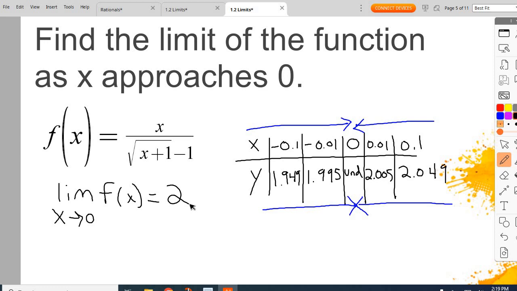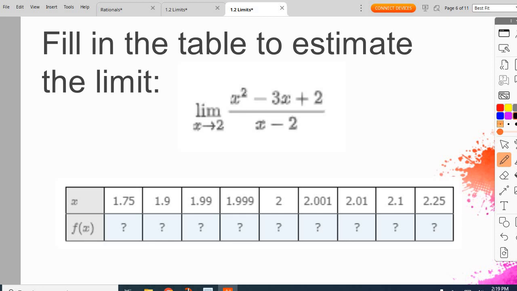Okay. Next up. We want to use our calculator again, okay? So we're using a different function this time. So we have x squared minus 3x plus 2 on top, and an x minus 2 on bottom. This time it gives you the values that it wants you to plug in, which is nice.